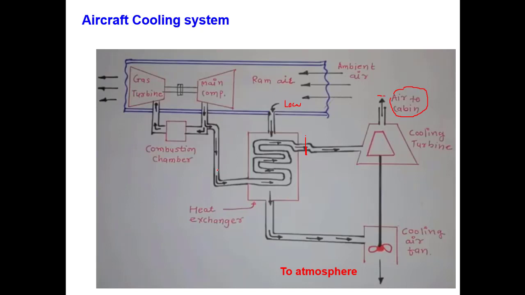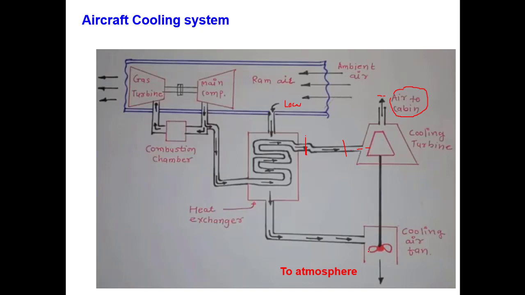Now that ram air which entered into the heat exchanger is allowed to move out. How? Because this is a high pressure air, that high pressure air can drive another turbine. This is a very small turbine, right, which is driven with the help of that high pressure. The pressure is very high, but the temperature is lower. So once it is allowed to expand in that cooling turbine, the temperature and pressure both decrease, but we can get certain work output. So that work output can be used to drive a cooling fan.